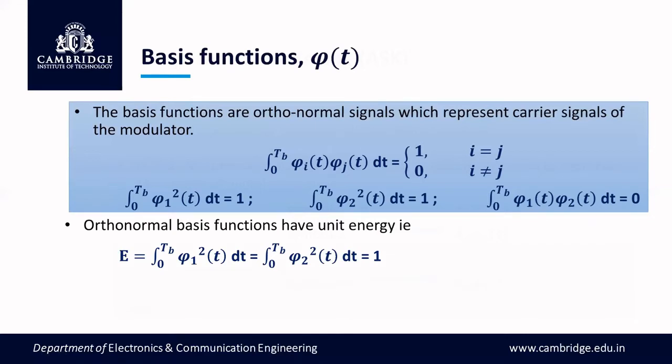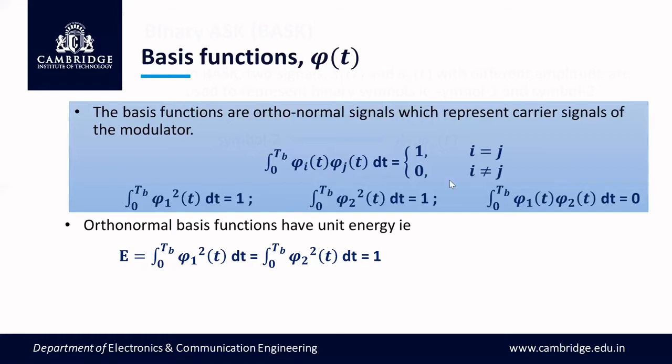As we know, the square of a signal is power. So phi1 square of t is the power of the signal, and power into time is energy. In binary ASK, integration from 0 to T gives the total energy, where T is the symbol duration. So symbol 1, symbol 2: E represents the energy of symbol 1, which represents bit 1, and symbol 2 represents bit 0 over the symbol duration.